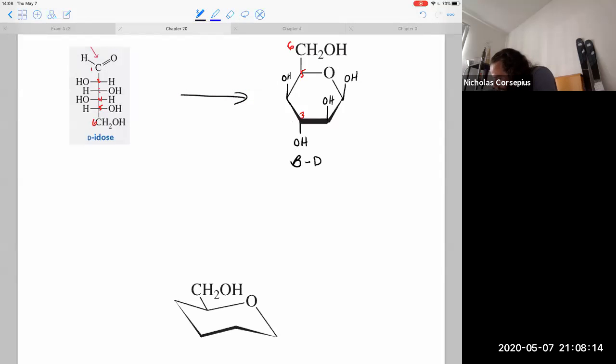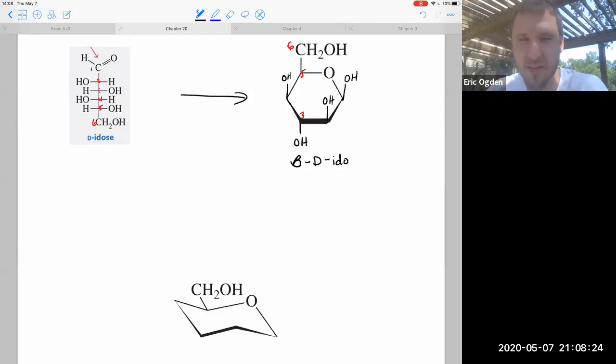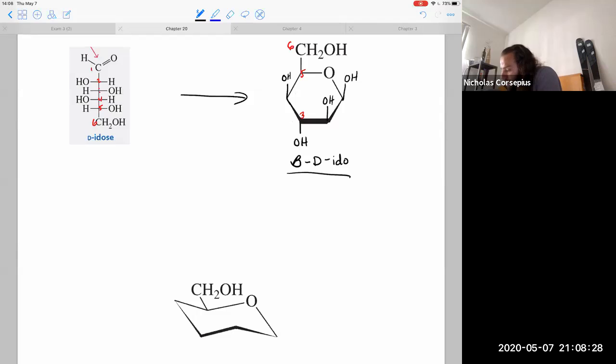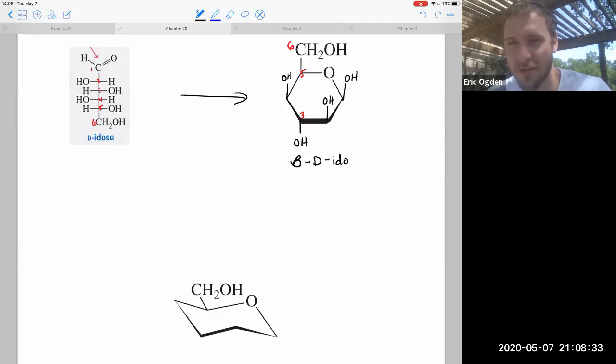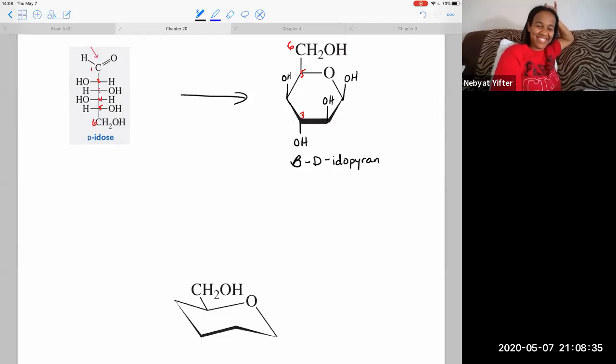This is beta-D. Ido, what? The sugar, if we're going to name it in this form here, is beta-D-idofuranose. Furanose. Pyranose. Furanose. I actually don't know.